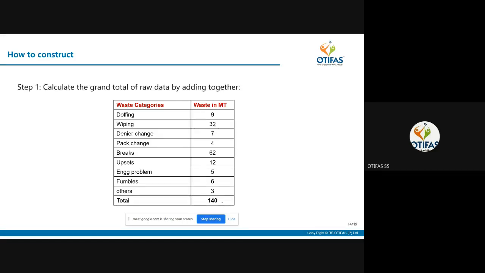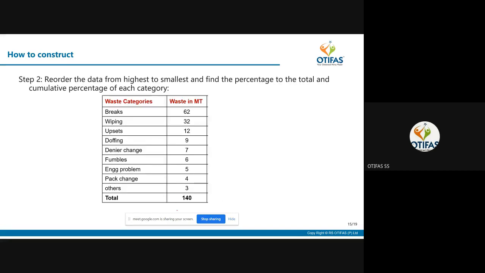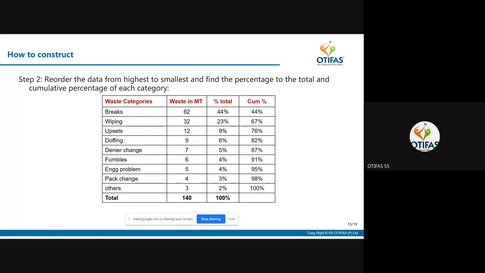First, find out the total, and then find out the percentage of each. Now, 62 out of 140 are because of breaks. That means the percentage is 44. Now this wiping is contributing 23%. Upset is 9%. Then we will do a cumulative. First is 44, second is 67, third is. Now you see these 4 things out of 9. These 4 causes are causing 82% of the problem.